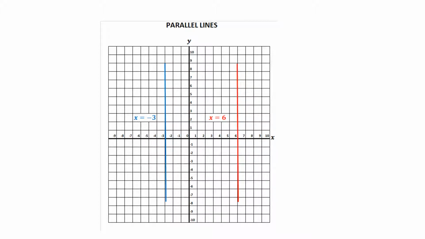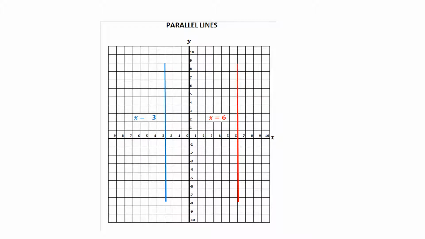Here we have a special case with parallel lines. Now we look at the blue line. That's a vertical line, and its equation is x is equal to -3. X is always -3. Y can be anything. We look at the red line. That's a vertical line, and x is equal to -6. Y can be anything. So these are the only equations for straight lines that do not fit the form y is equal to mx plus b, the slope-intercept form.